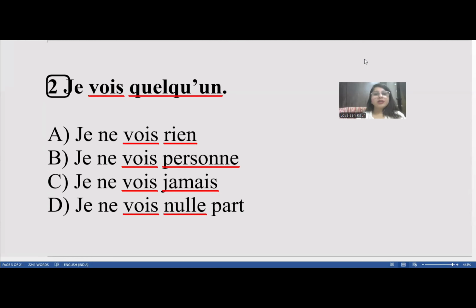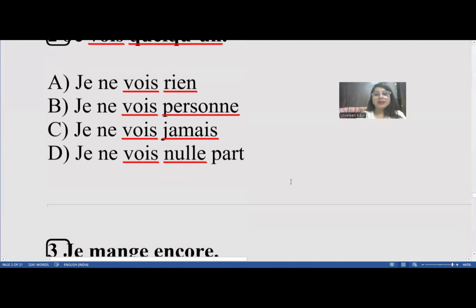Now let's do this one. Je vois quelqu'un. What will be the answer? Yes, so the answer is B part, that is je ne vois personne. I don't see anybody. Jamais means never. Rien means nothing. Nulle part means nowhere, right? So it will not come. So it will be B part, that is je ne vois personne.